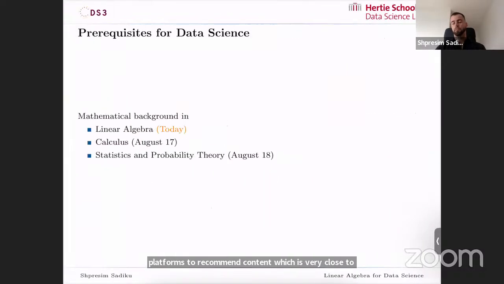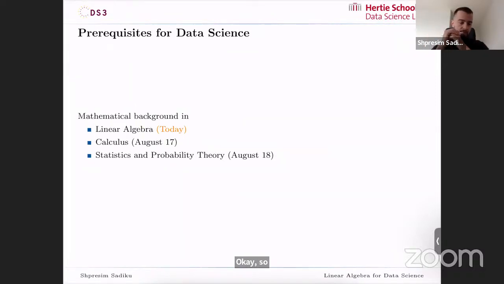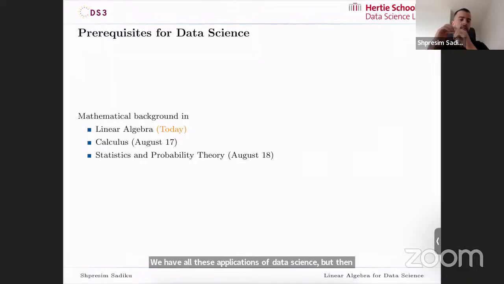Okay, so we have all these applications of data science, but for one to be able to do data science, some mathematical background is required. Usually the three fields involved in artificial intelligence or in data science are linear algebra, which is a workshop that I will give today. The second one is calculus, which will be tomorrow, again by me. And the last one will be statistics and probability theory, due on Friday. These three mathematical areas are very related to each other, but they are also studied in isolation when one wants to do data science. But in order to be able to understand and do data science, I believe that one should have a solid background in all three areas.